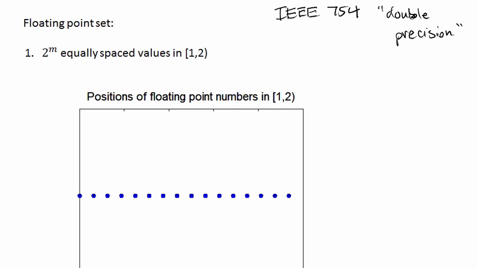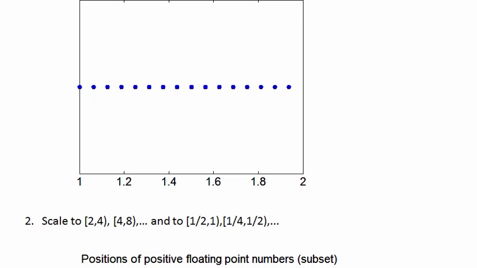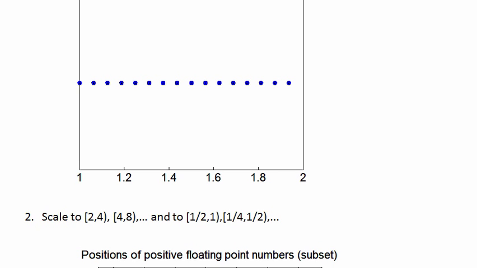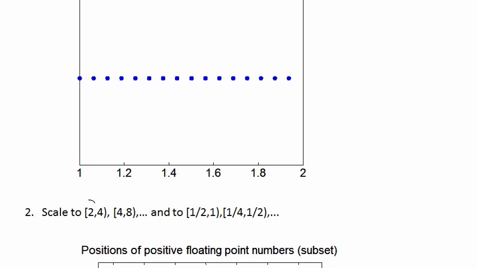In real double precision, m would be 52. You'd get 2 to the 52 values between 1 and 2. Here you're seeing it for a much smaller m, I believe m is equal to 4, so you're just seeing 16 equally spaced values between 1 and 2. Then, in order to get the rest of the floating point set, we take those numbers and we scale them and move them to other intervals. So in other words, double these numbers and they would live inside the interval between 2 and 4. Double them again and move them to the interval 4 to 8, and so on forever, in principle.